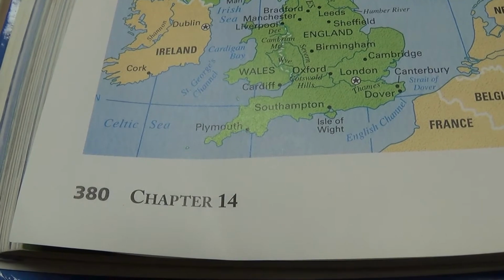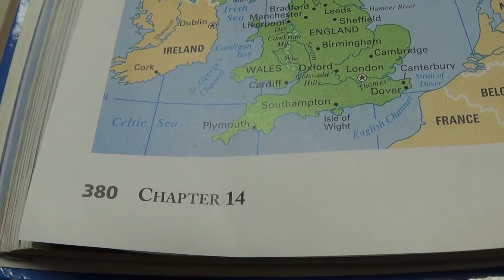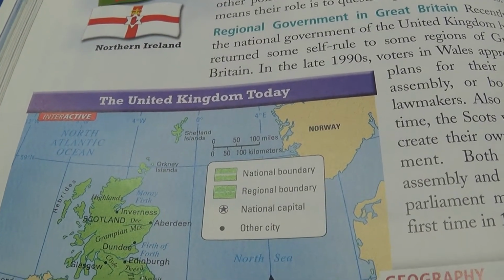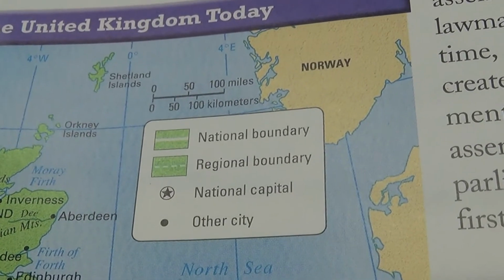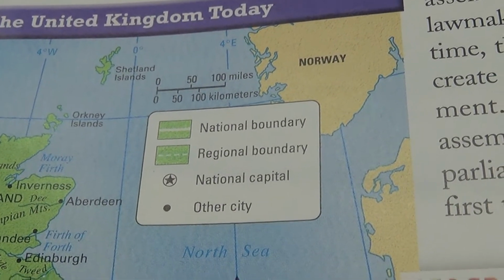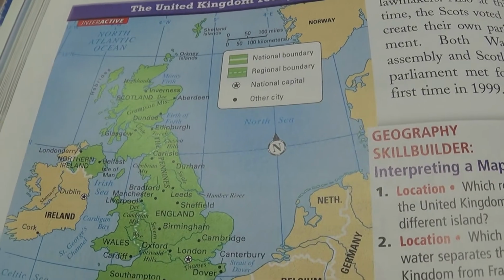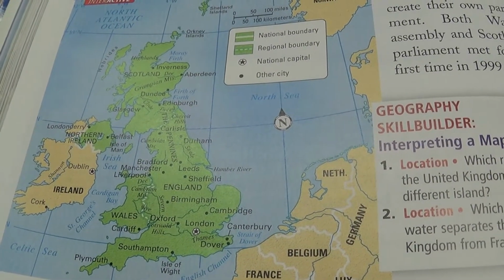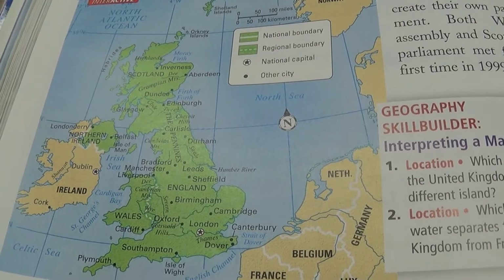We are looking at page 380 in our old geography textbook. I am looking at the map called the United Kingdom today. Once I've read the title, I now am going to take a moment and read the legend. Now I'm going to match the colors and symbols on the legend with the colors and symbols on the map. Do a little preview here of the map.